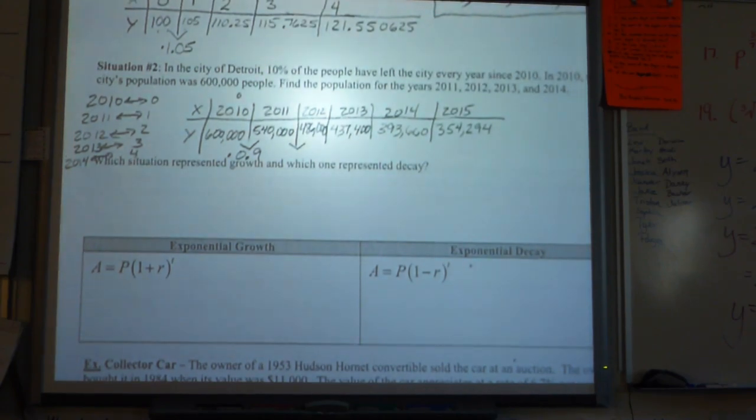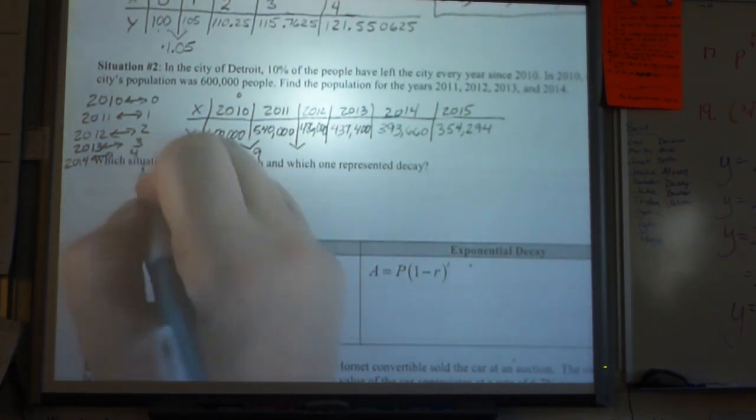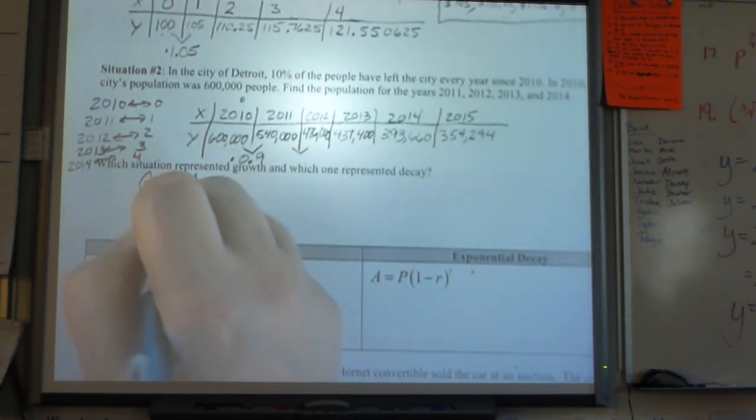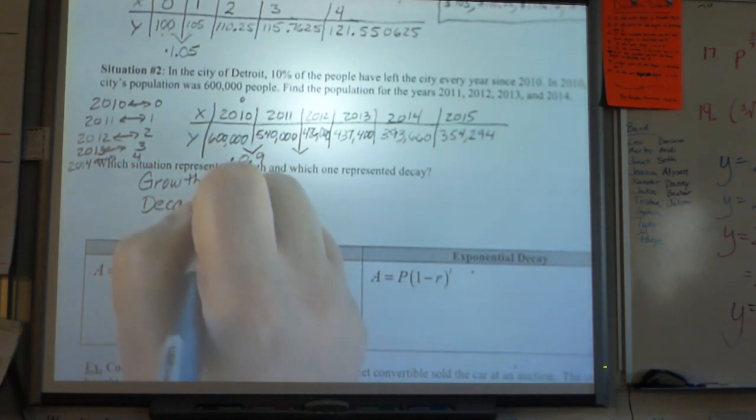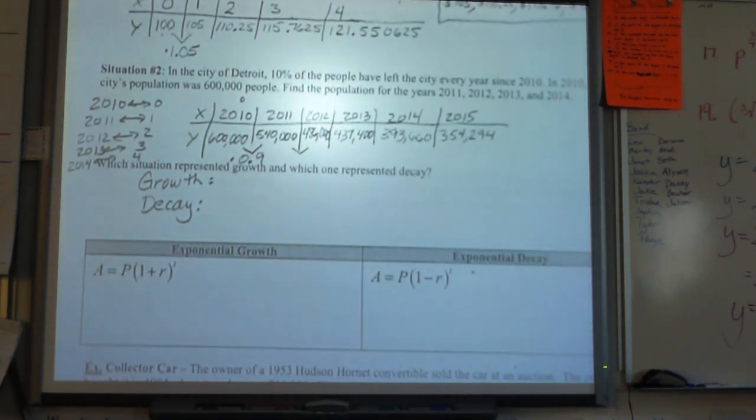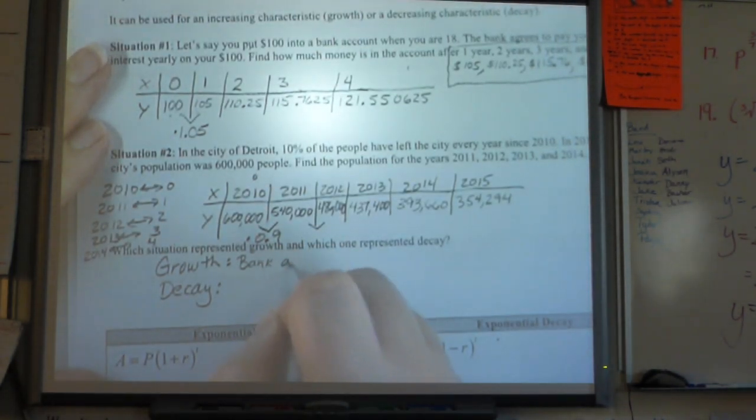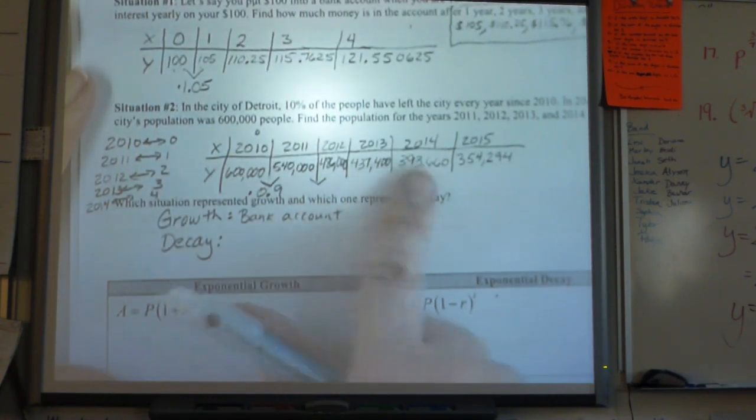Okay. Which situation represented growth and which situation represented decay? All right, which one represented growth, everyone? Okay, good. The bank account. And which one represented decay? Good, the population.